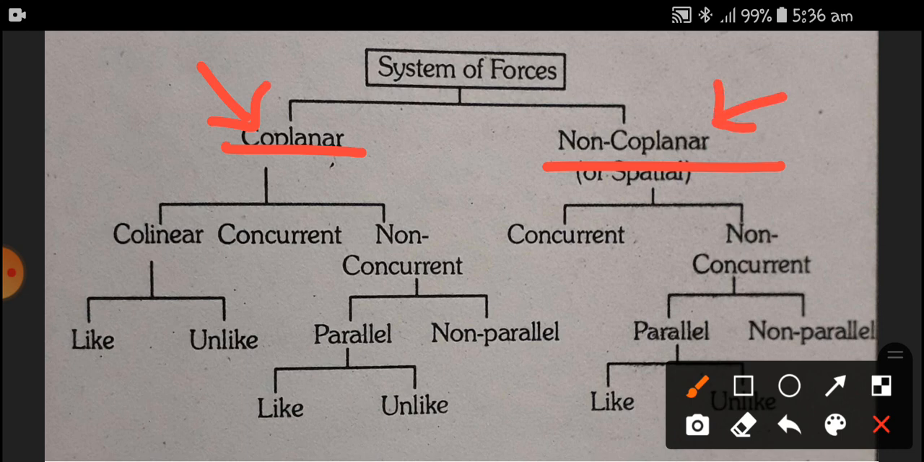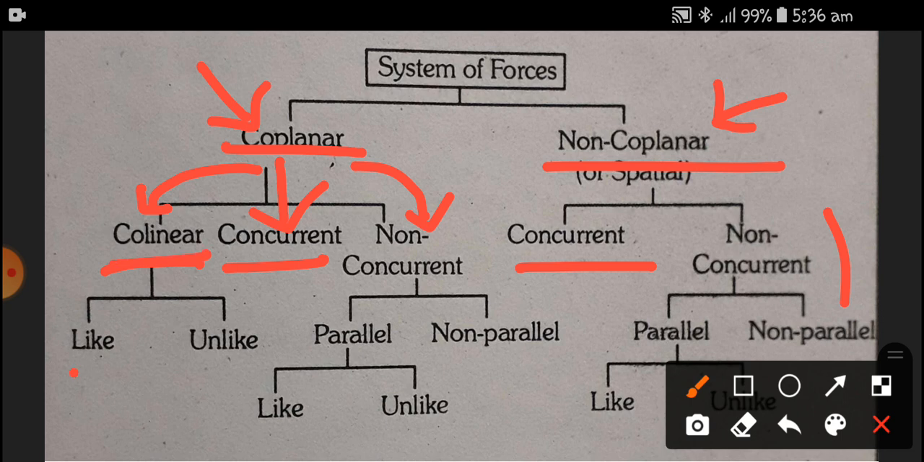In coplanar, we can divide it into three types. One is collinear, where forces are acting on the same line. Concurrent, where forces are acting at the same point. Non-concurrent, where the forces do not act at a point. Whereas non-coplanar means a different plane. A different plane does not have the same line of action, so collinear does not come here. Concurrent means at the same point, non-concurrent is at a different point.